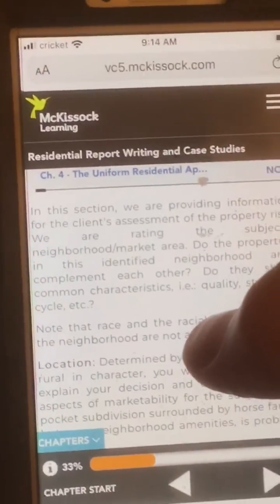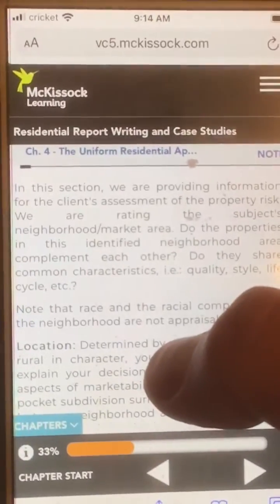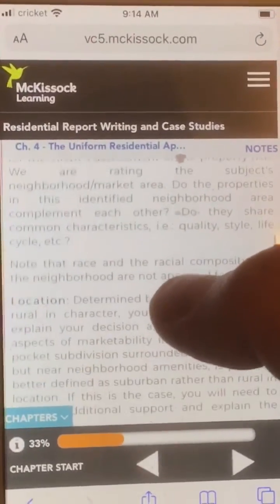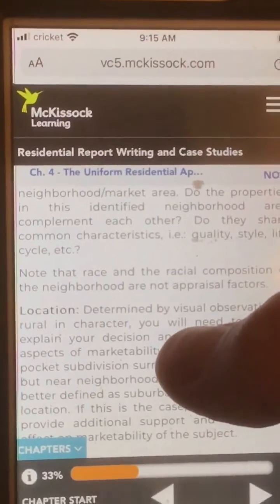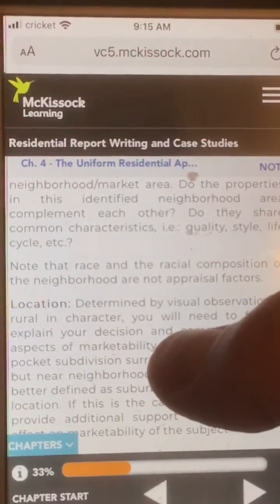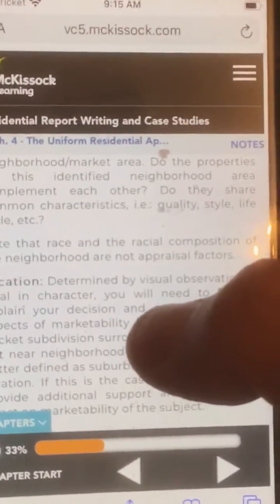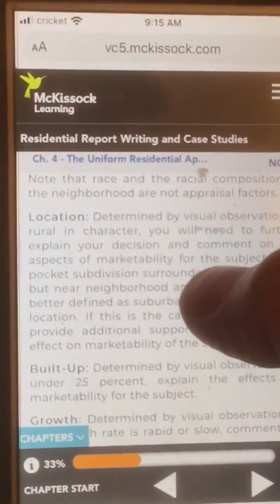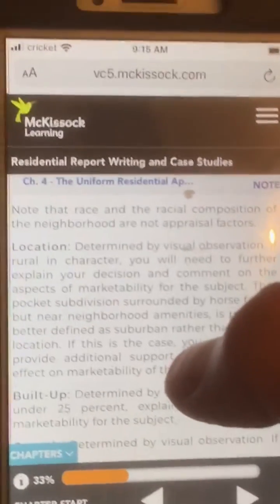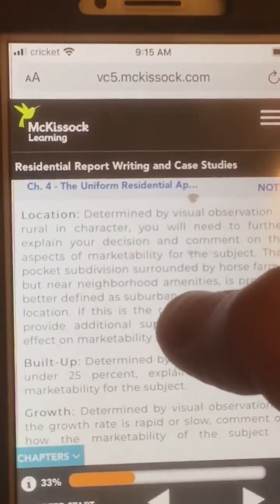In this section, we are providing information for the client's assessment of the property risk. We are rating the subject's neighborhood/market area. Do the properties in this identified neighborhood area complement each other? Do they share common characteristics? For instance, quality, style, life cycle, etc. Note that race and racial composition of the neighborhood are not appraisal factors.